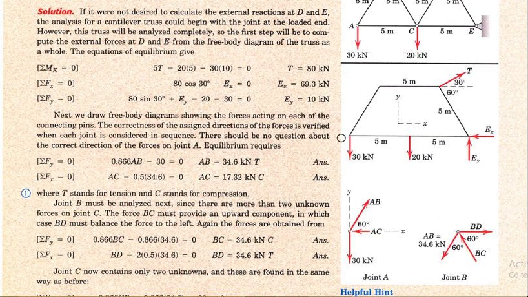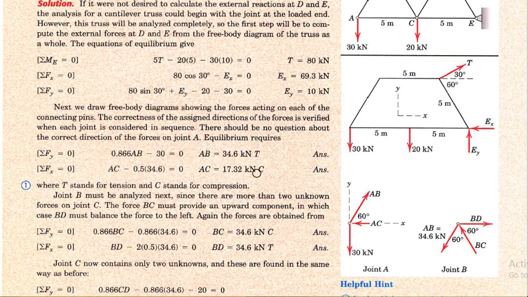0.866 AB. This number is AB. Summation of forces in y direction is equal to 0, minus 30 is the downward force, so AB is equal to 34.6. Likewise, summation of forces in x direction: AC minus the horizontal component of this member, 0.5 times 34.6, so AC is equal to 17.32 kilonewton in compression.